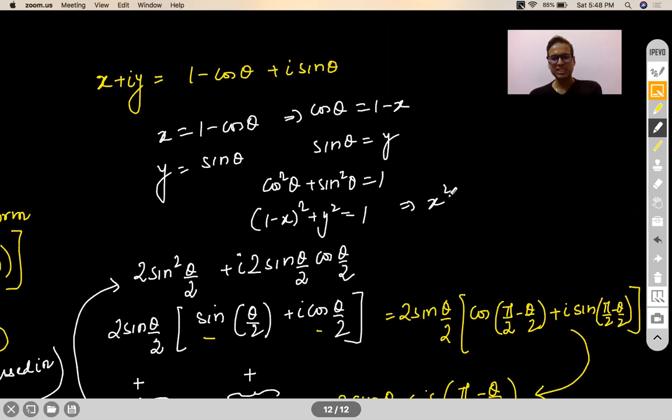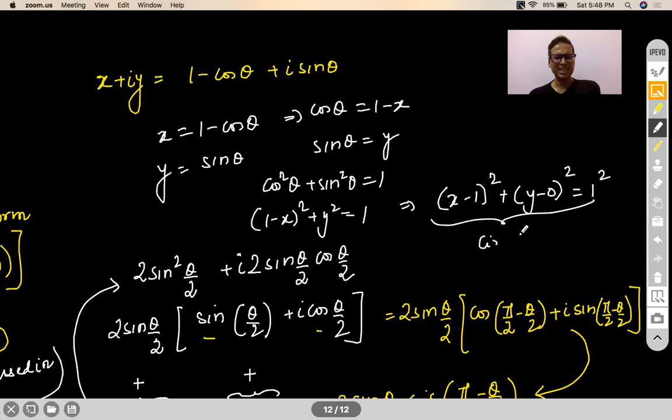Yes, it is that of a circle whose center is at (1, 0) and radius is 1. So this is a circle. Anyways, we'll come to it a little later on in this chapter. We have those locus based questions coming up, and we'll discuss it in detail later on. So as of now, no problem in understanding the polar form representation.